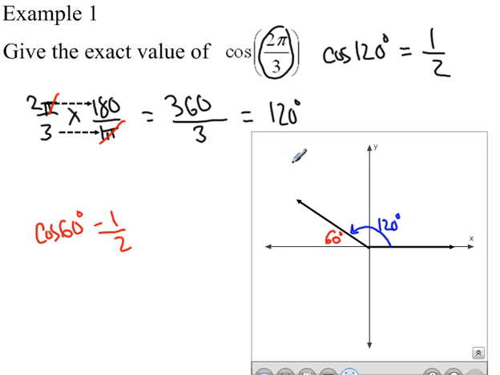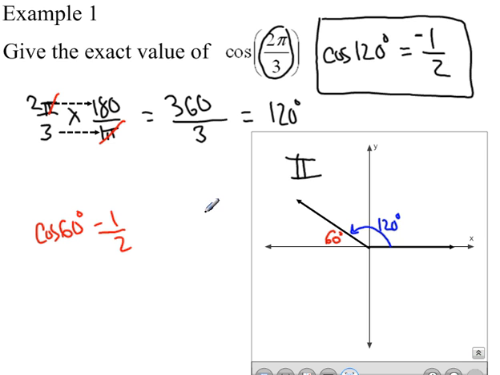In this quadrant, quadrant 2, is cosine positive or negative? Cosine is negative in this quadrant. So the cosine of 120 degrees is negative 1/2. So my final answer is negative 1/2.